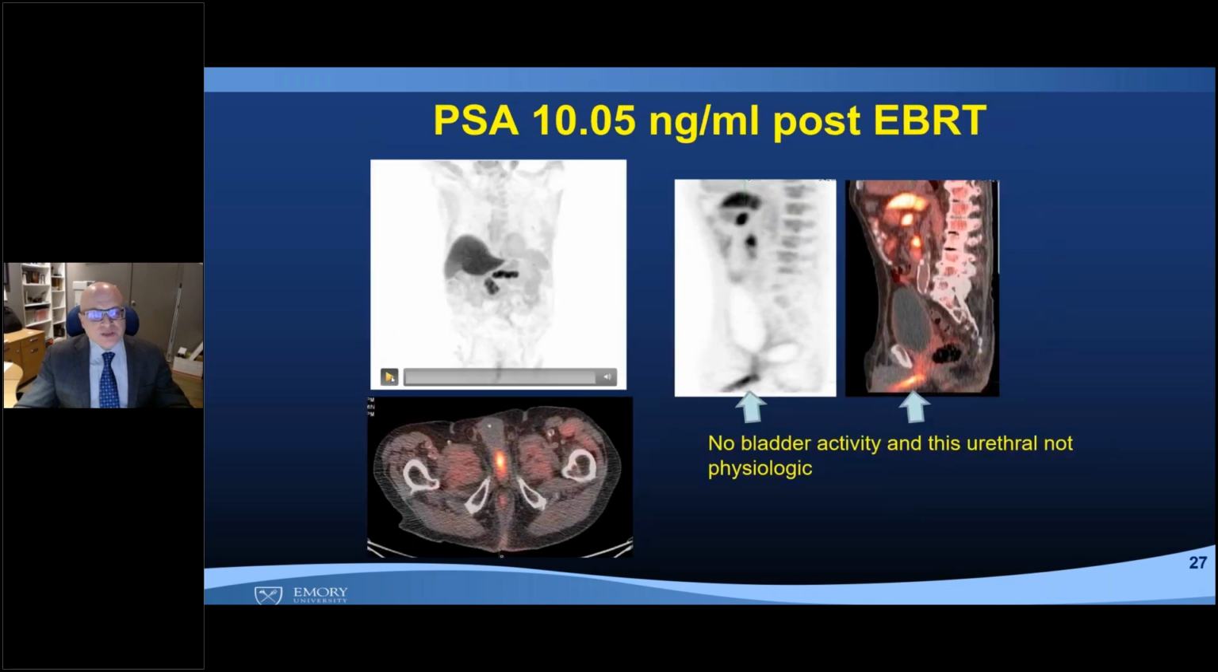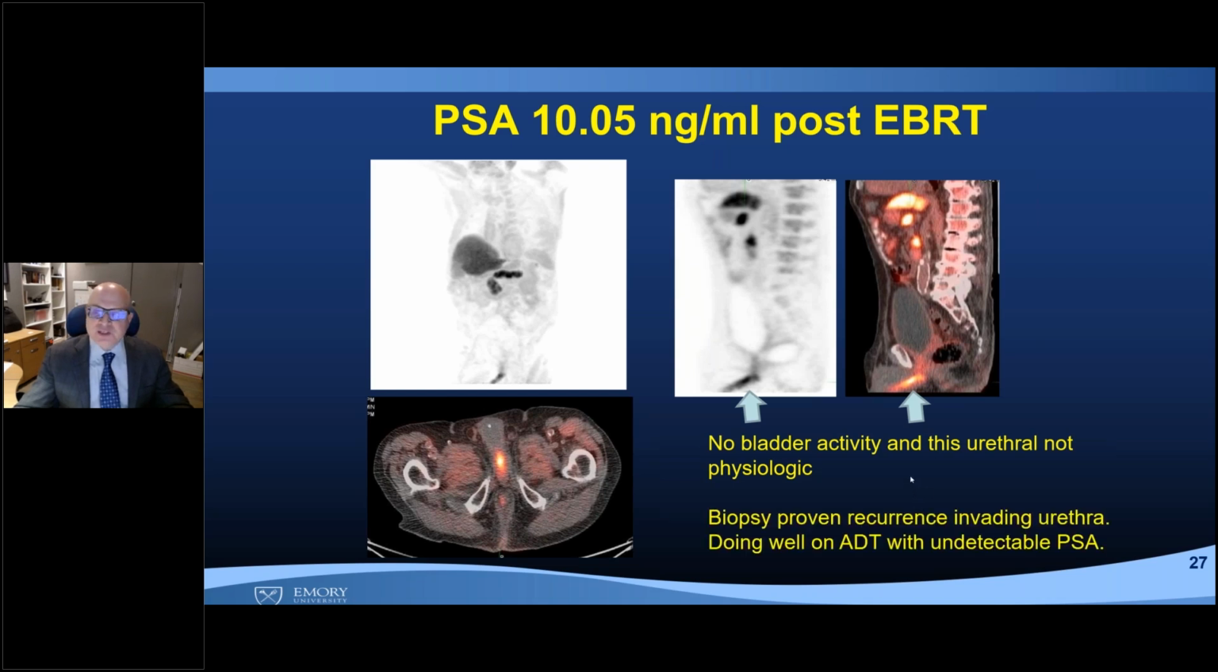Now, you could sometimes have these strange recurrence patterns. This is a patient who has a PSA of 10.05. Notice how thick the urethral activity is. Again, it's not radiotracer because there's no radiotracer in the bladder. So we suspected something was going on. This is biopsy-proven recurrence invading the urethra, and the patient is doing well now on androgen deprivation.